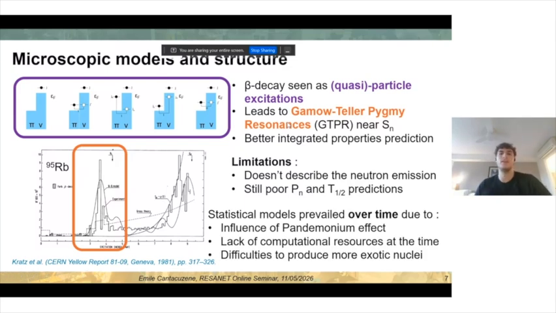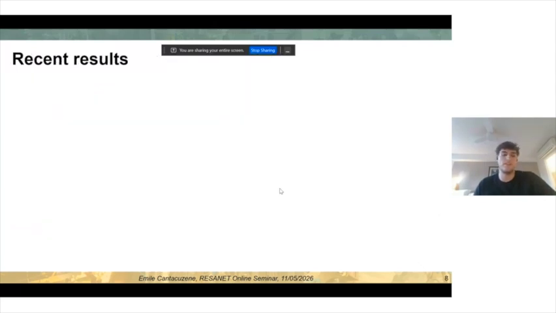And so what happened over time is that the statistical models kind of prevailed, because the pandemonium effect kind of scared everyone. And so they were a bit less confident in microscopic models. There was a big lack of computational resources at the time. And to build a proper microscopic model, you kind of need a very good machine. And of course, we didn't have the technology to pursue and to produce more neutron-rich nuclei. And so this kind of halted the research on this topic at the time. And we had to wait like 30 years or more for new results in this area.